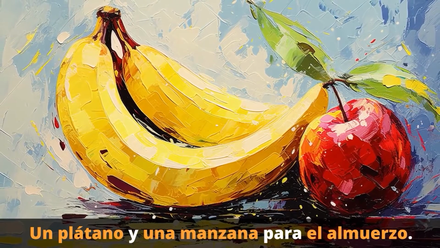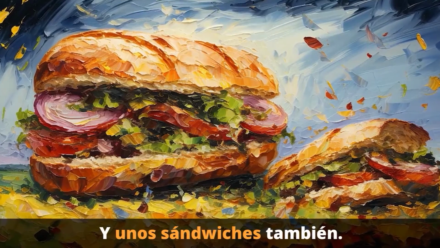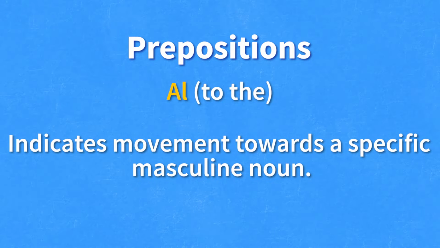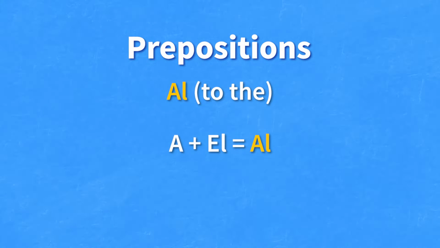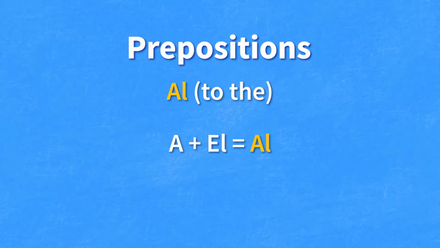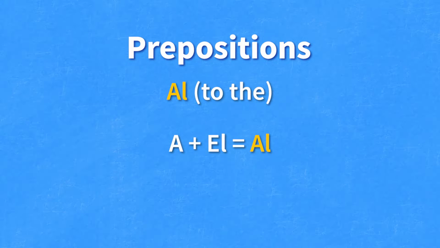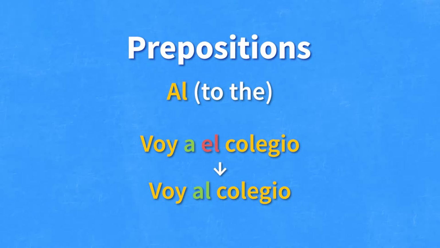If you're unfamiliar with articles like un and una, make sure to watch our video about Spanish articles. Al, to the. This preposition indicates movement towards a specific masculine noun. This is a contraction of a and el used when el refers to a specific noun. In Spanish, we don't really say a el. Whenever a sentence is structured that way, it automatically converts those two words into al. For example, voy a el colegio would naturally become voy al colegio. I'm going to the school.